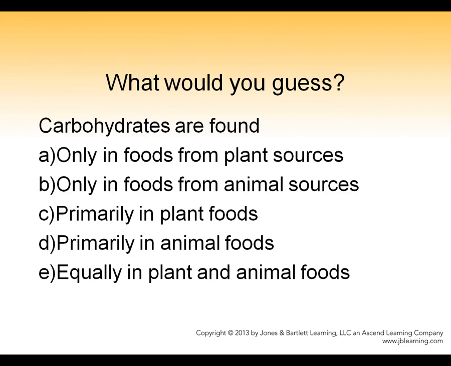Okay, so what we're going to do is start with carbohydrates. Remember, carbohydrates include sugar, starch, and fiber. Those are the types of carbohydrates that we're going to find in food. So if you had to take a guess, where would you guess carbohydrates are found? Are they found only in food from plants, only from animals, more in one than the other, equally in both? Okay, take a minute and think about that.